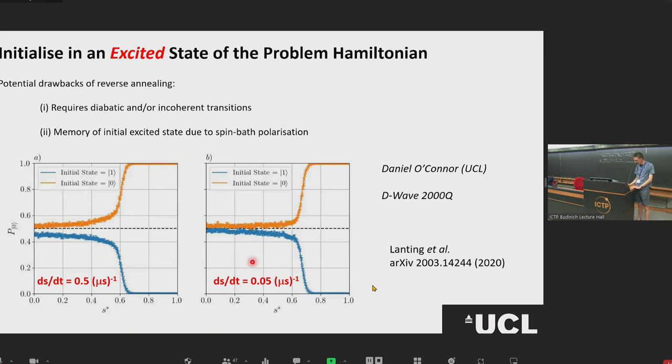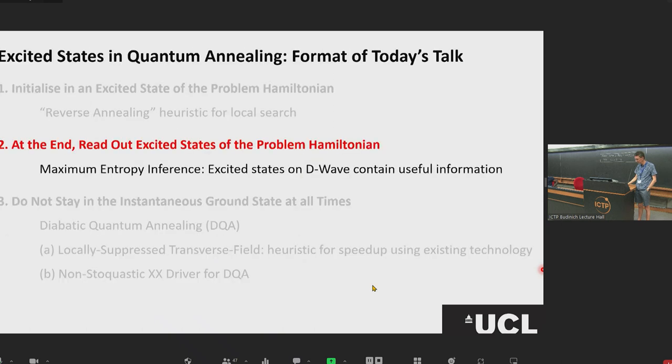If we run the anneal an order of magnitude faster, we can minimize this effect, but we can't get rid of it. And so this is just a sort of caution, really. And I should point out, as Andrew King pointed out to me last week, there's a nice paper by Trevor Lanting and colleagues, which analyzes this effect in detail and does at least suggest there are some regimes of operation where you can effectively beat the timescales of the spin bath polarization effect to eliminate this effect. That's really just a health warning about doing reverse annealing, though it does seem to be a very powerful technique.